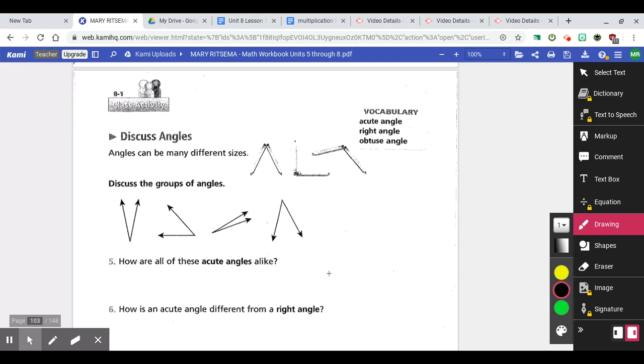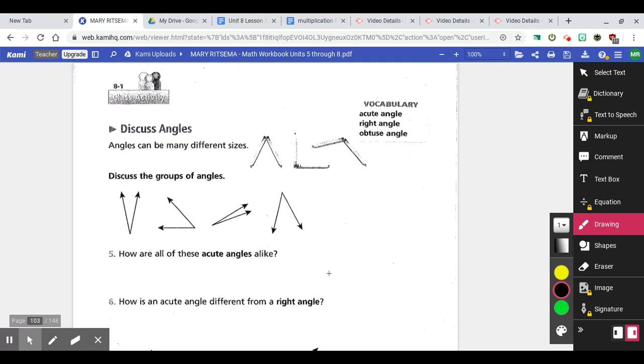So we're going to take a look at some angles and define different types of angles. If we look up here at the vocabulary box, we're going to be looking for three types of angles: acute angles, right angles, and obtuse angles. So each one of these here is acute, right, and obtuse. Angles can be many different sizes.